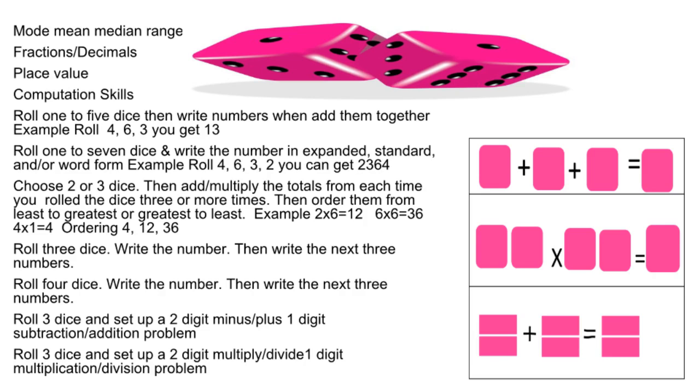You could write 100 more, 100 less, or 1,000 more, or you can even go with 150 more, or 20 less, or 20 more. It's up to you. You can roll 3 dice and set up a 2-digit minus a 1-digit number, or a 2-digit plus a 1-digit number. So this is very open-ended, but this is just one activity that you can do with the dice.